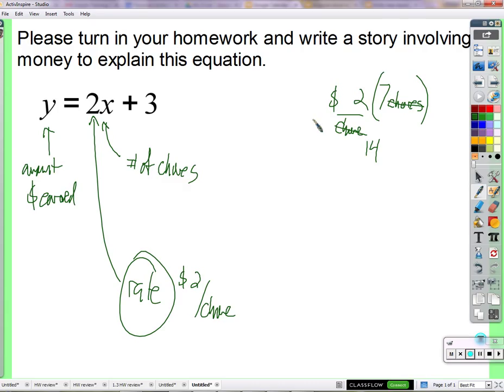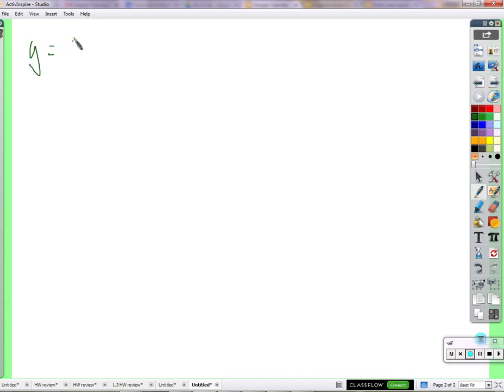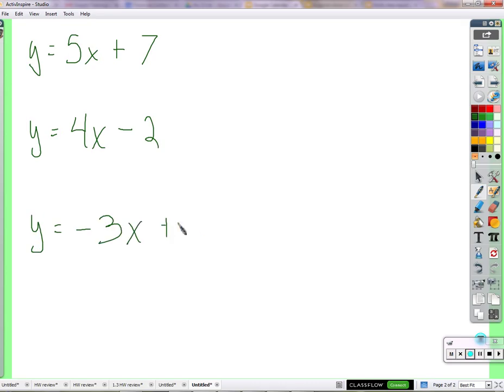Let's write some more stories. I want you to write a few stories, and I want you to involve a rate, a something for something. Let me write a few equations up here. Y equals 5x plus 7, y equals x minus 2, y equals negative 3x plus 9. Let's have this one involve money, and this one involve distance, and this one involve weight.